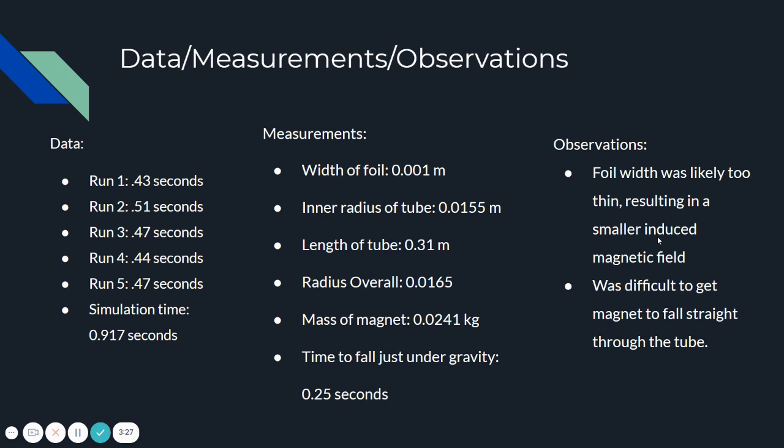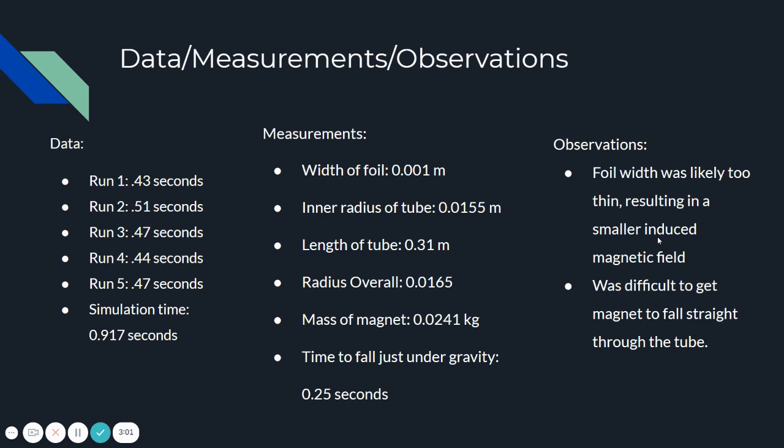was 0.0241 kilograms. And the time to fall under gravity theoretically would be 0.25 seconds, but when we measured it, it was around 0.28 seconds. And this is likely because we do not have the correct mass of the magnet, but just a relative guess.